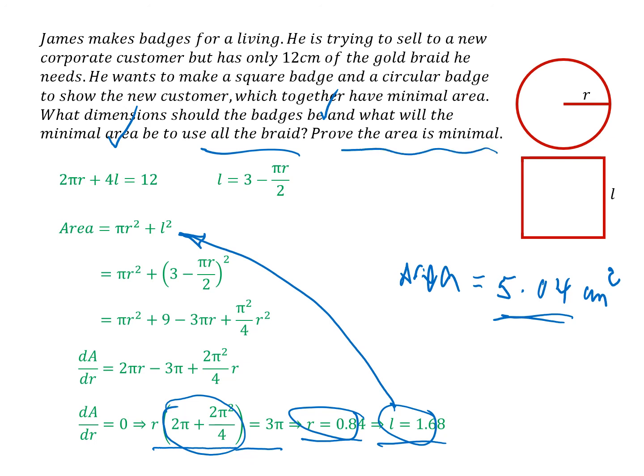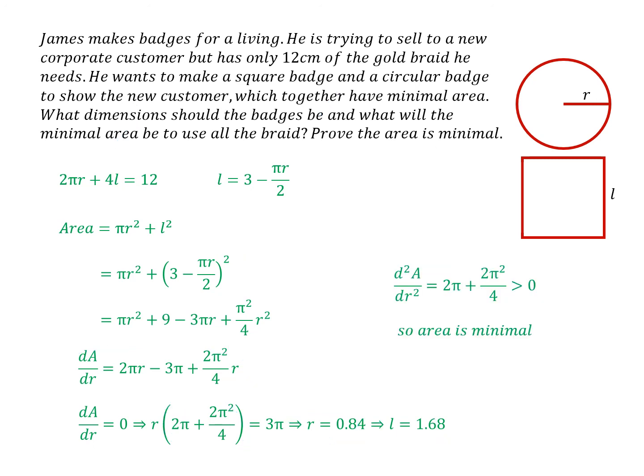We've got this final part of the question here. Prove that the area is minimal. So how do we do that? Well, there's more than one way of doing that. The way I'm going to do it is to use the second derivative. I'm differentiating this a second time to get d2A/dR squared. And when I do that, I get d2A/dR squared is this expression here, which is simply a number, and it's a positive number, and that indicates that the area will be minimal.